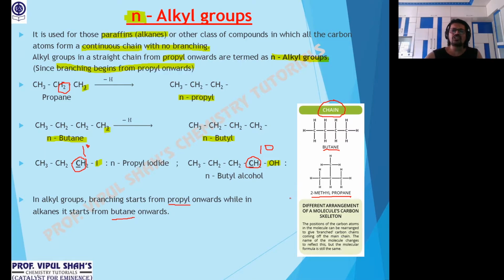What's the meaning of the word chain isomers? Their continuous chains are different. Observe. Here the continuous chain 1, 2, 3, 4. Here the continuous chain 1, 2, and 3. Okay, so as the continuous chains are different, they are said to be chain isomers. That's what we say over here.